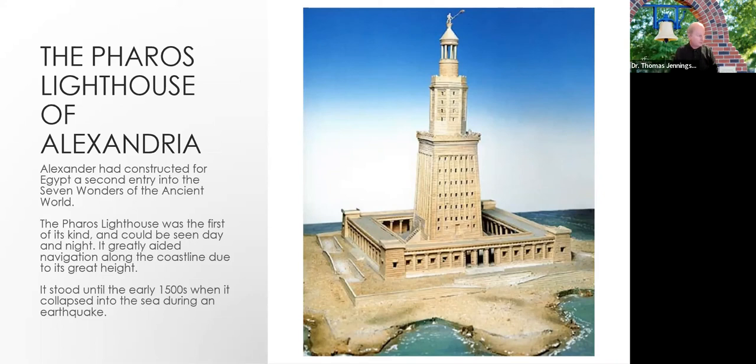And it stood until the early 1500s, when unfortunately it collapsed in a great earthquake. But it stood long enough that we have actual evidence. Christopher Columbus actually wrote in his diary that he took a trip to Egypt and actually saw the lighthouse of Alexandria before it collapsed. So it was around as recently as that.